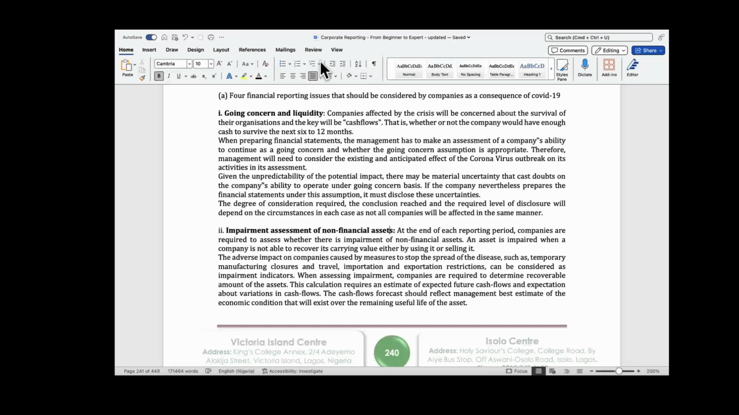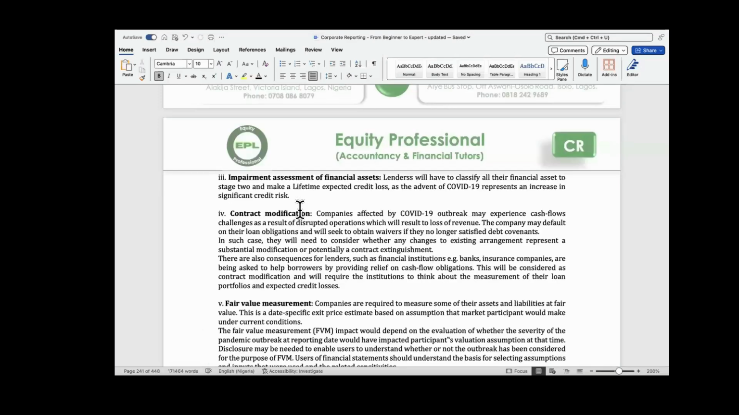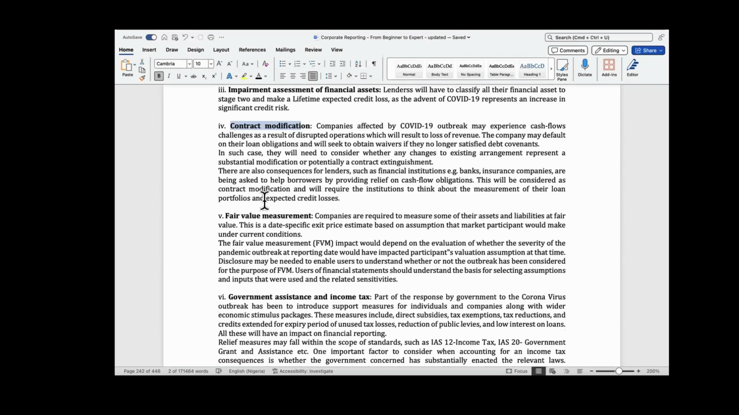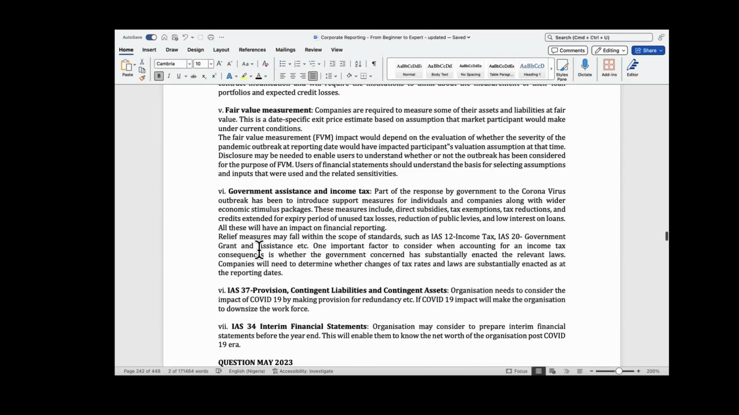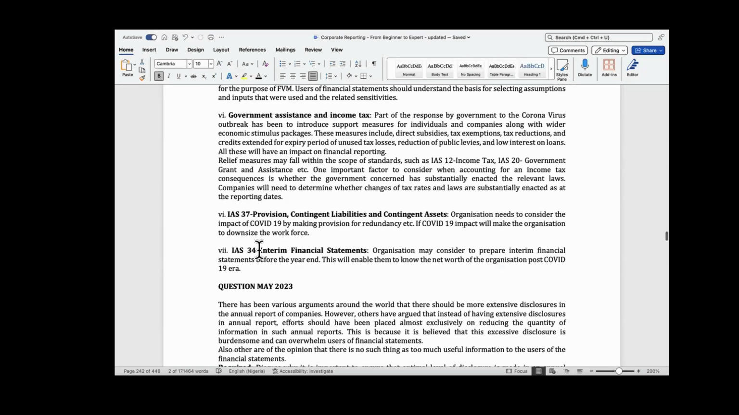Contract modification also was an issue then, because a lot of contracts would not be able to continue as planned because of the disruption in economic activities, and people could not move around easily. So they had to modify contracts. Also fair value measurements, government assistance, provisions, and interim financial statements. These are all issues that were considered at that point in time.